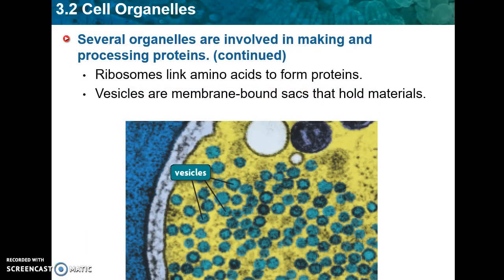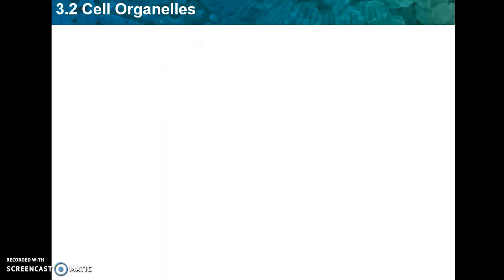Vesicles are membrane-bound sacs that hold materials. So these are going to be just kind of dotted throughout the cell itself, found in the cytoplasm. And these vesicles are going to hold all kinds of things. They can hold nutrition, fluid, waste, loads of things.